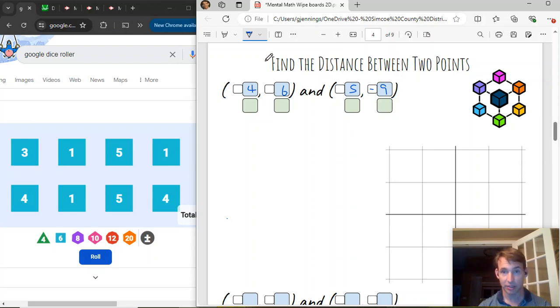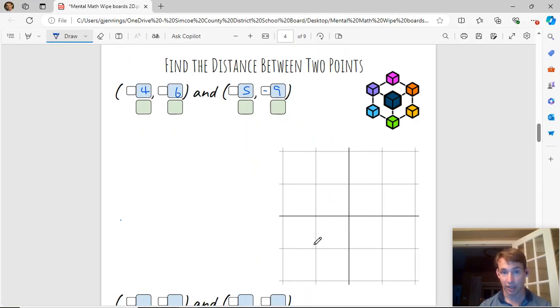Okay, first step is I'm going to go ahead and visualize this on the Cartesian plane. So 4, 6 is somewhere up there. 5, negative 9 is somewhere down here. Let's call it there. So that's 5, negative 9. These points are almost on top of one another.